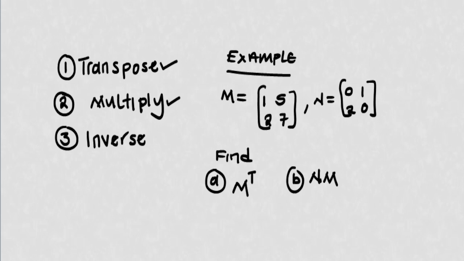Start with the first one, which is to transpose a matrix. To transpose a matrix, it's easier. A matrix has what we call rows and columns. If you are to transpose a matrix, you change the rows to become columns and the columns to become rows. Look at what will happen here. This is a row, 1, 5. It becomes a column, a 1 there and a 5 there. Then this is another row, it becomes a column, 2, 7.